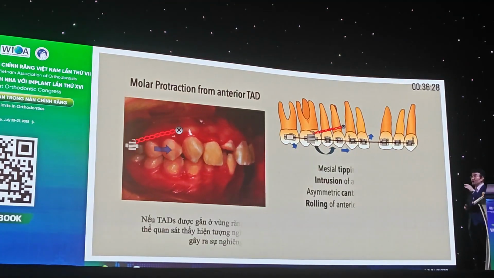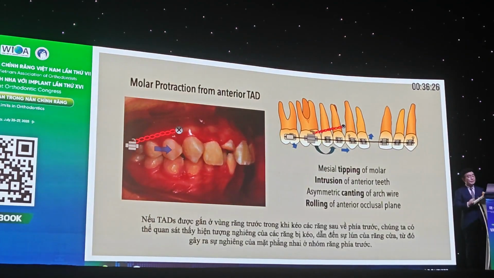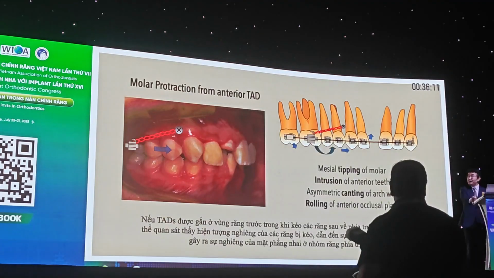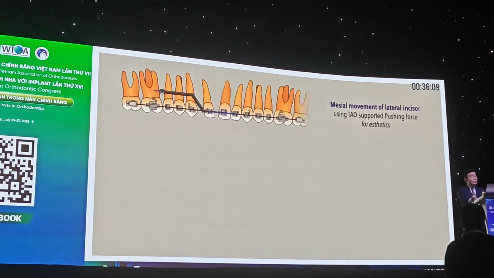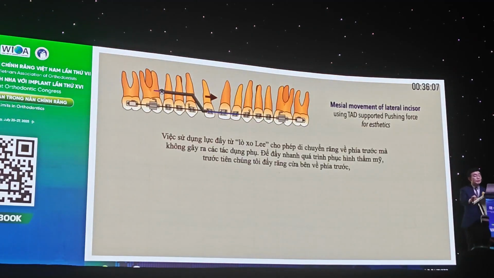If TAD was installed in the anterior region, while pulling the posterior teeth forward, we may observe tipping of the pulled teeth, resulting in intrusion of the incisors, which could lead to a tilted occlusal plane in the anterior segment. Utilizing the pushing force of the respring allows for anterior movement of the teeth without adverse impacts.